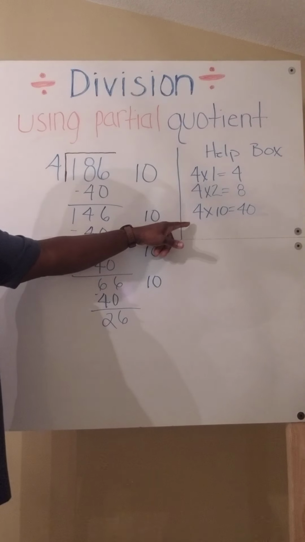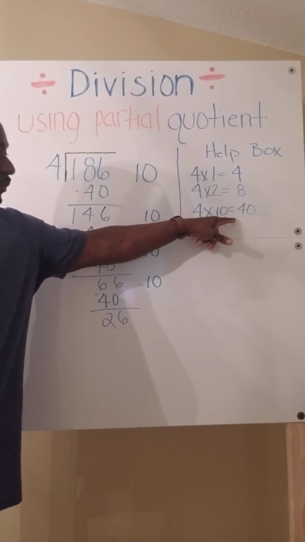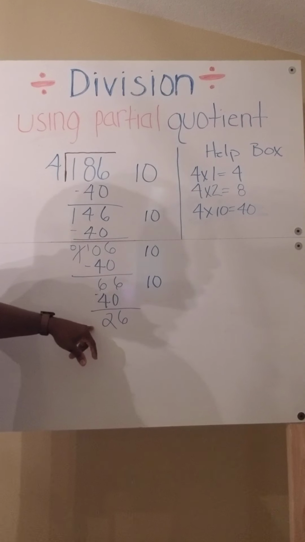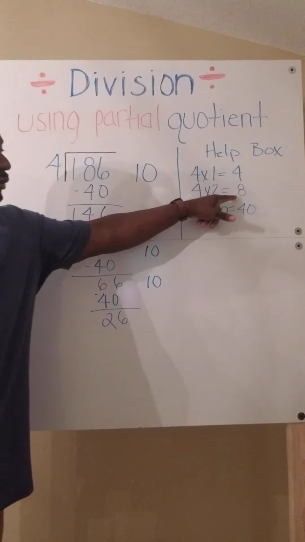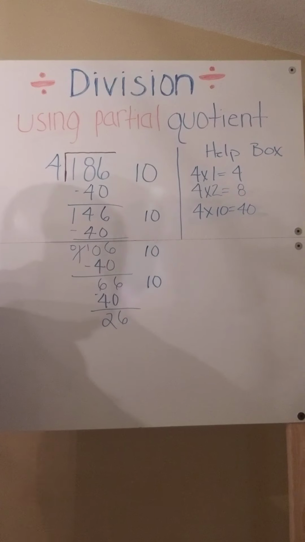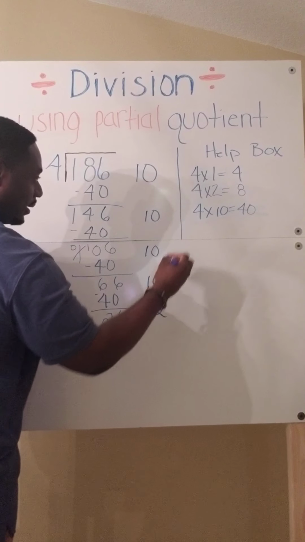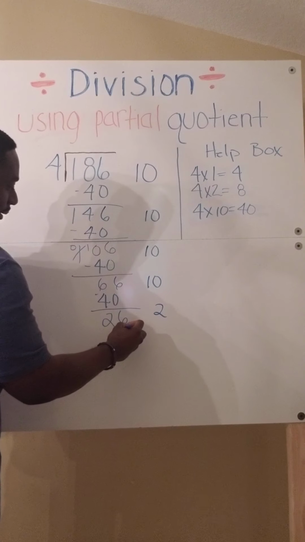The closest I can get to is 40, which is too big. So now I have to go with a smaller number. The closest number I have to 26 without going over will be 4 times 2, which is 8. And I can still use that. So 4 times 2, I'm going to put my 2 off to the side, will give me 8.